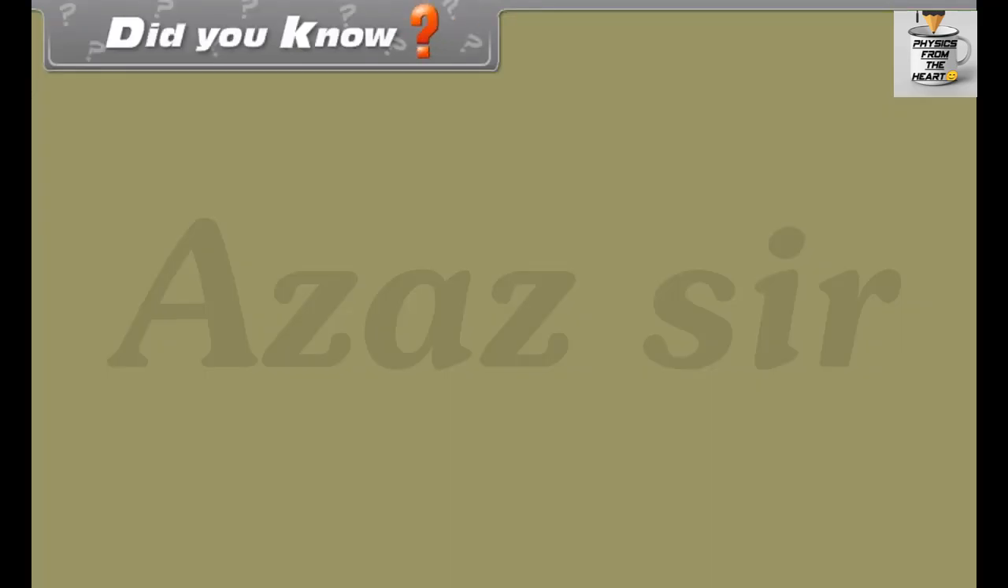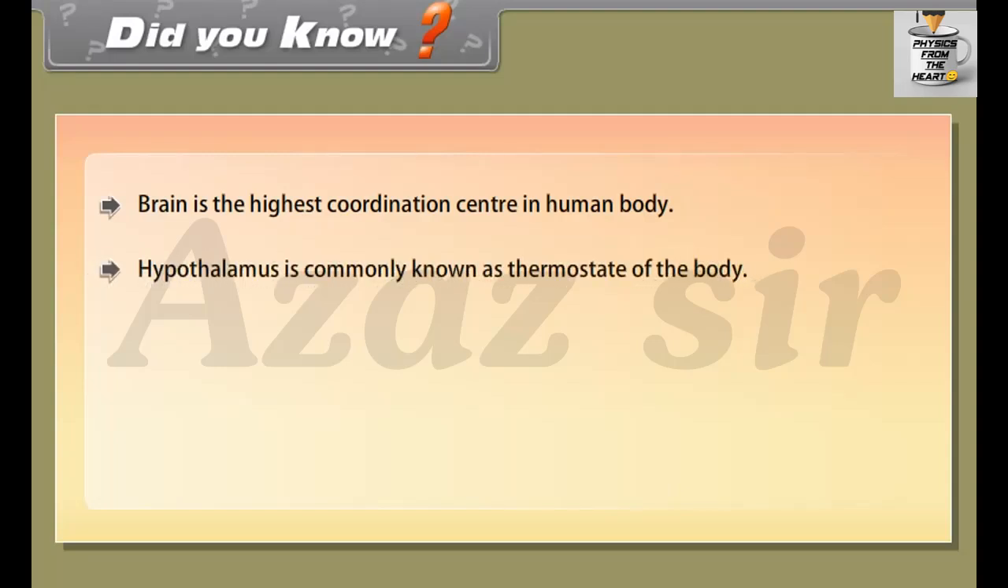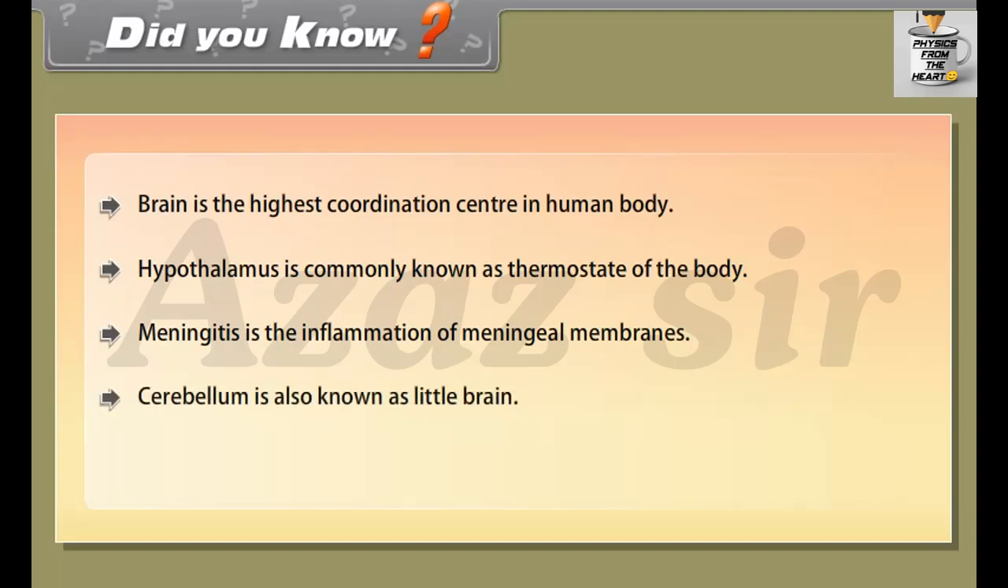Did you know? Brain is the highest coordination center in the human body. Hypothalamus is commonly known as the thermostat of the body. Meningitis is the inflammation of meningeal membranes. Cerebellum is also known as little brain.